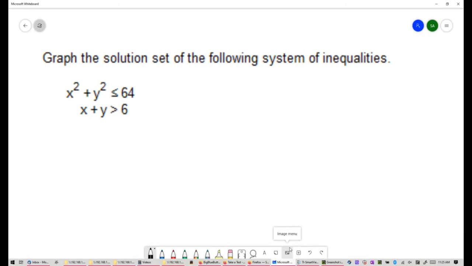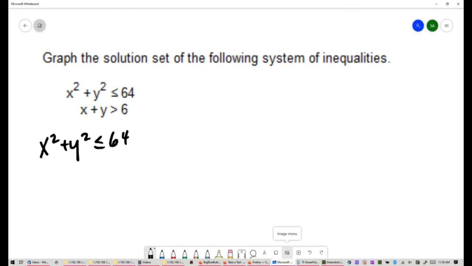So on this question, we want to graph the solution set of this system of inequalities, which is x squared plus y squared is less than or equal to 64, and x plus y is greater than 6. So I'm going to start with the first inequality. X squared plus y squared is less than or equal to 64.